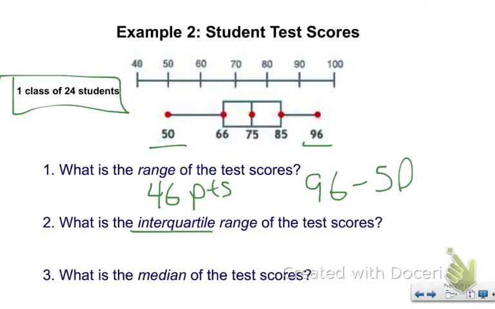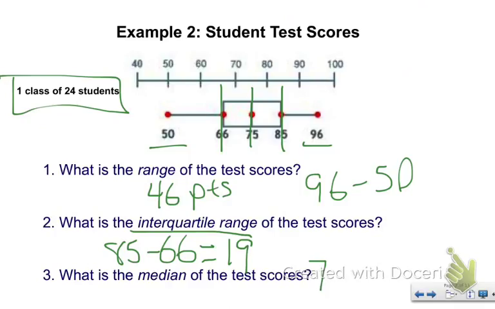Alright, the interquartile range is just going to be the upper quartile minus the lower quartile. So 85 minus 66, which is going to be 19. Alright, and then what is the median of the test scores? Well, it's just right here at 75.